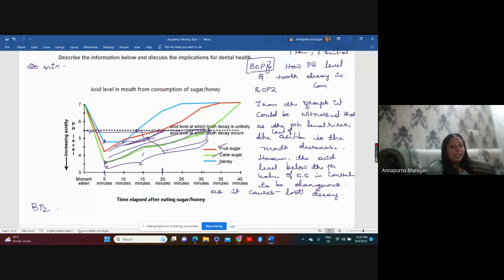See, 5.5 is the pH value. Okay. It is not increase, decrease or something like that. It is not numerical. It is standardized information. Okay. Now you people need to understand, this is standardized information.